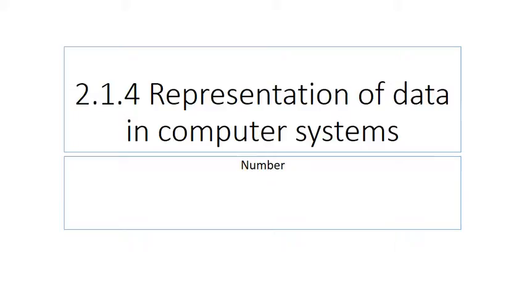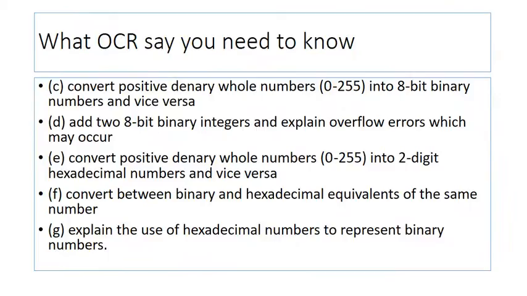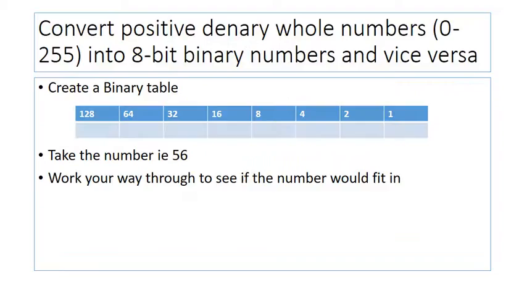Hello there, and welcome to this video where we're going to be looking at the representation of data in computer systems from the OCR Computing specification, and in particular in this video we're going to be looking at different numbers. So OCR say that you need to be able to convert from denary numbers 0 to 255 into 8-bit binary, add two 8-bit binary integers together and explain overflow errors, convert positive numbers into 2-digit hex and vice versa, convert binary into hex, and explain the use of hex to represent binary numbers.